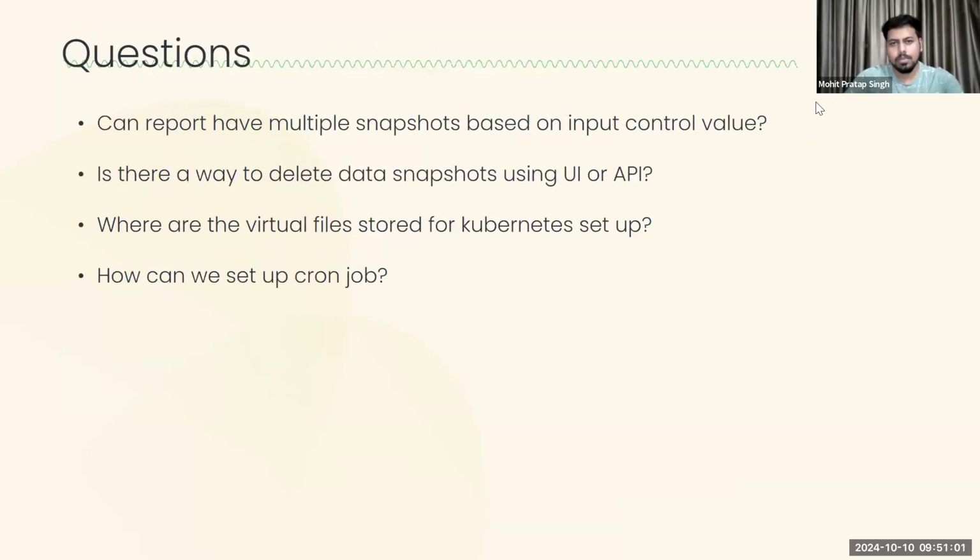Yeah, these are some internal questions that we are going to answer. Can a report have multiple snapshots based on the input control? As explained by Ambalal earlier, currently we do not support multiple snapshot relationships with the report. Currently it is a one-to-one relation, but there is a particular feature that we are working on in which we can have multiple snapshots for an individual report.